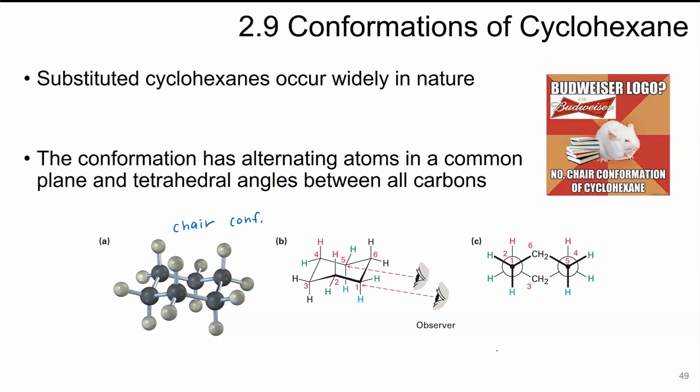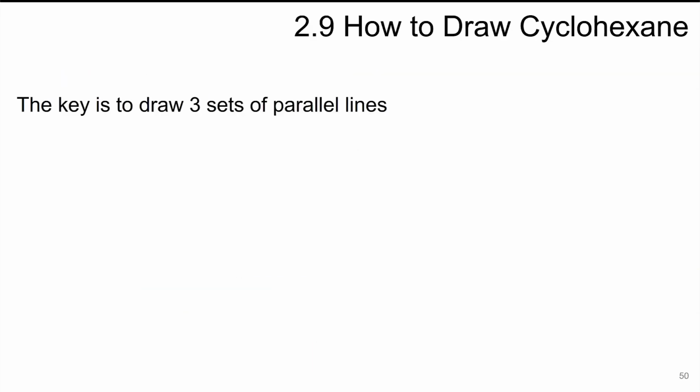Cyclohexane also looks like the Budweiser symbol, or it looks like the chaise lounge, which is where the chair conformation came from. In order to draw cyclohexane, you want to start with 3 sets of parallel lines. The first looks like that.